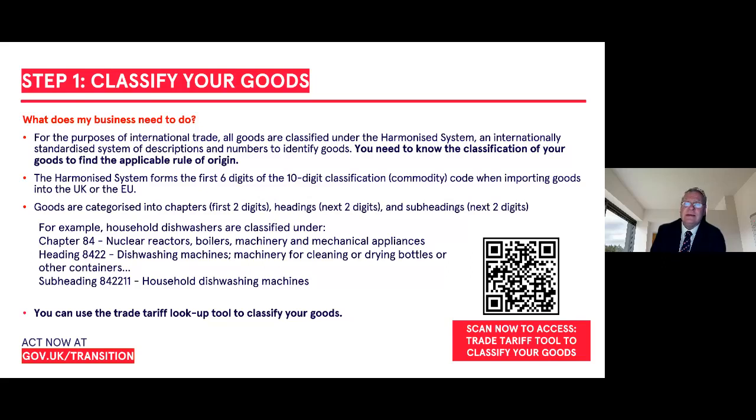The harmonised system forms the first 6 digits of the 10-digit commodity code when importing goods into the UK or the EU. Products are categorised into chapters, 2 digits, headings, 4 digits, and subheadings, 6 digits. Please see the example on this slide. You can also scan the QR code on screen to use the Trade Tariff Lookup tool to classify your goods.